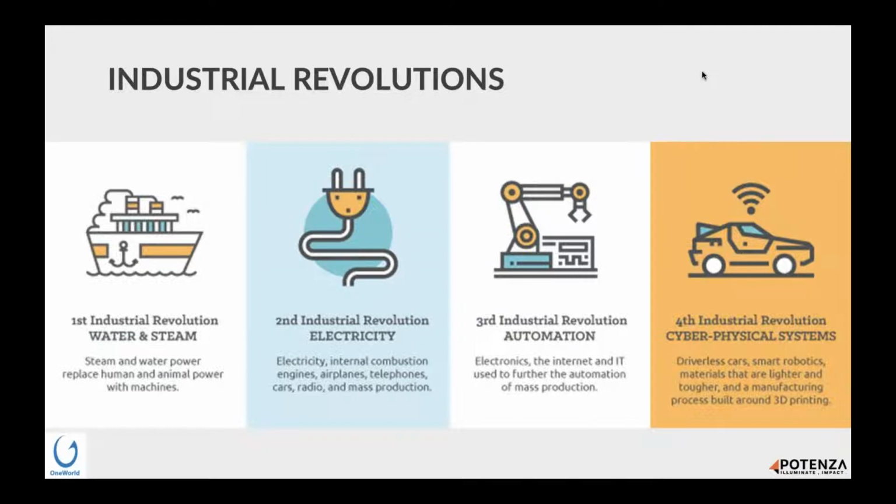Now we are again in the middle of another industrial revolution. We have not passed 100 years. It's actually getting shorter and shorter, the time from one industrial revolution to the other. We've now started talking about the fifth industrial revolution as well. But we are in the middle of the fourth industrial revolution. So what is this fourth industrial revolution? We're talking about driverless cars, smart robotics, smart material, and also 3D printing and whatnot, right?